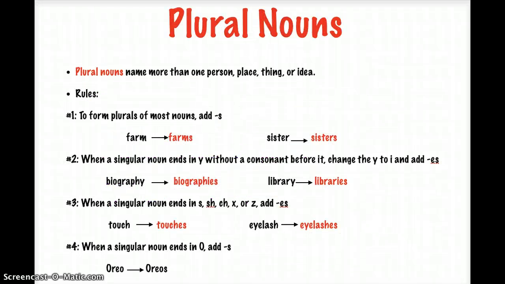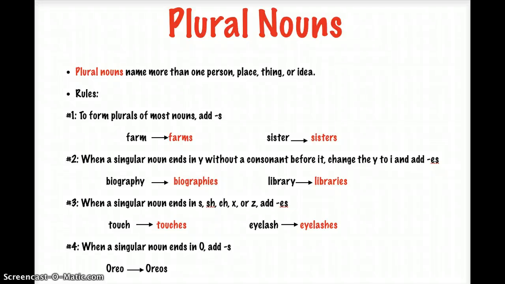Plural nouns. Plural nouns name more than one person, place, thing, or idea. I know that these are a lot of rules, but just bear with me, write them down. Definitely write down the examples because they will help you understand the rules better. And we will practice with this, so don't worry if it's a little overwhelming for you. And also be sure to write down any questions you have in the last space you have on your flip notes.